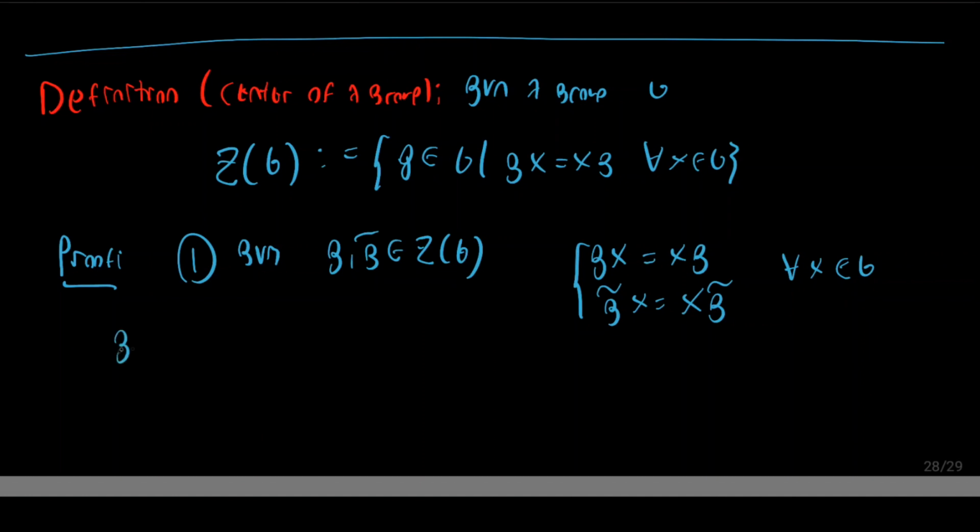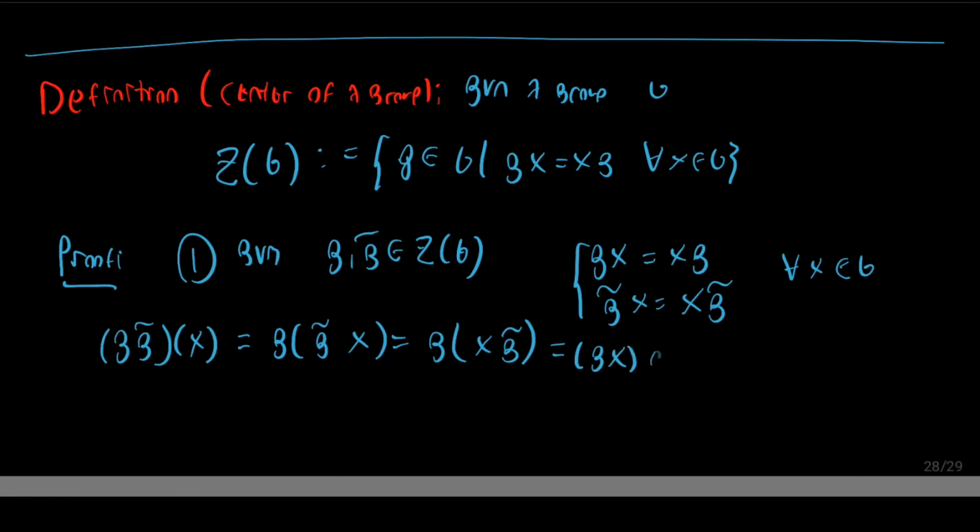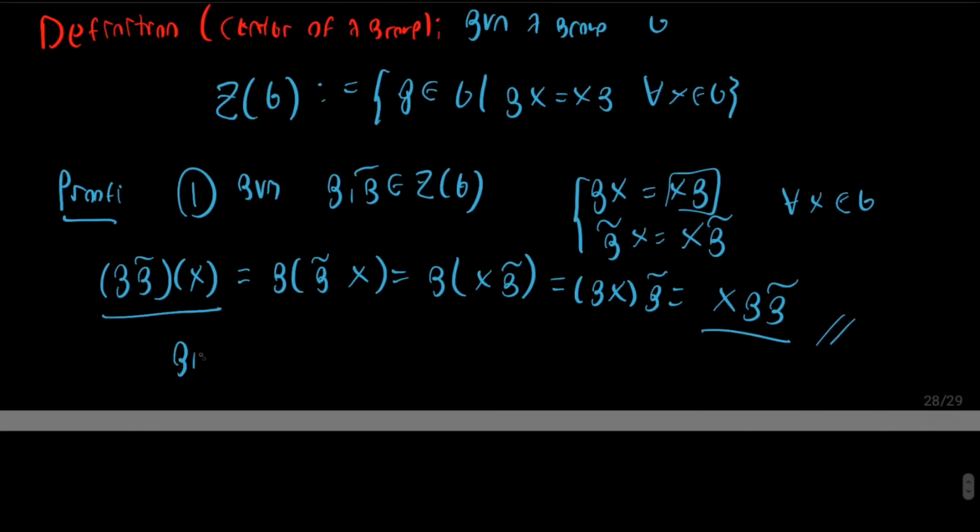Now let's consider g g tilde times x. By using associativity, this is equal to g times g tilde times x. But g tilde times x is nothing but x times g tilde, since g tilde is in the center. Again using associativity, this is equal to g times x first and then g tilde. But g times x is the same as x times g, and so this is just x times g tilde. Looking at these two sides of the equation, we have concluded that if g and g tilde are elements of the center, then g times g tilde is also an element of the center.